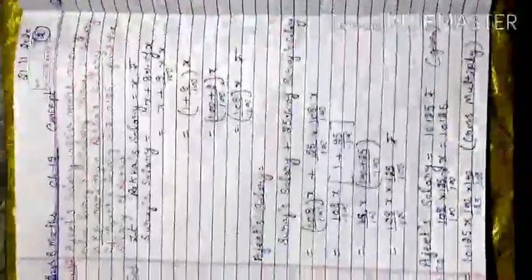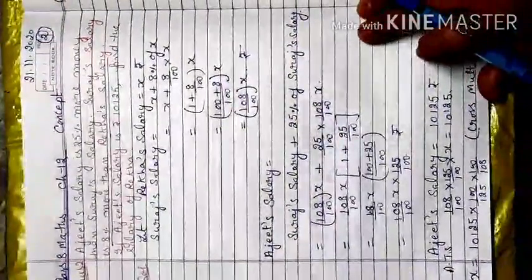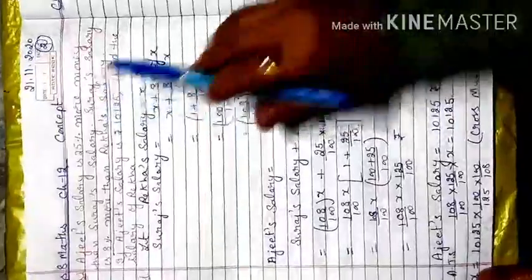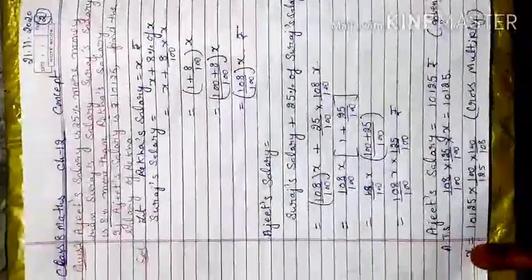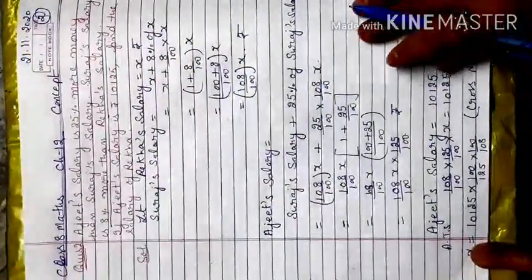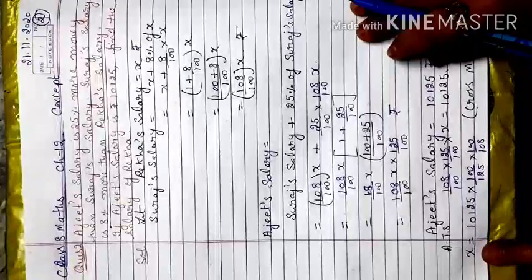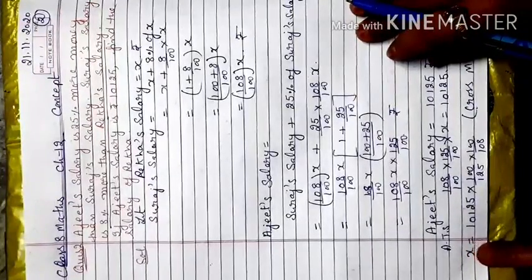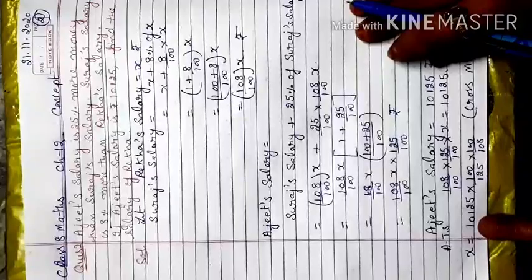Now the next, second question: Ajit's salary is 25% more than Suraj's salary. Suraj's salary is 8% more than Rekha's salary. If Ajit's salary is 10,125, find the salary of Rekha.